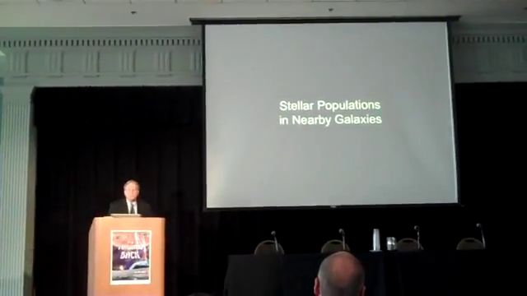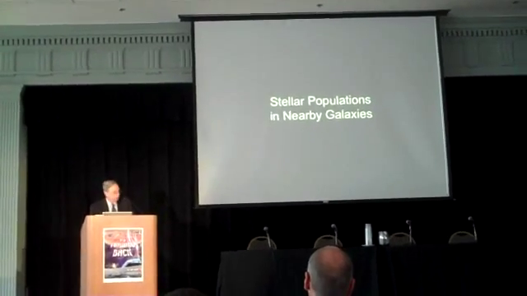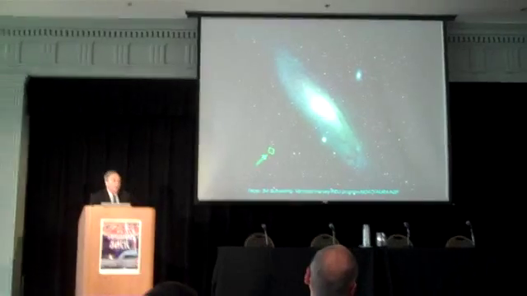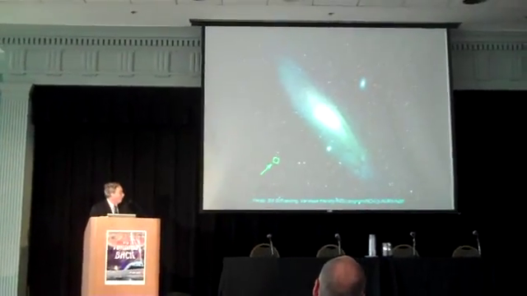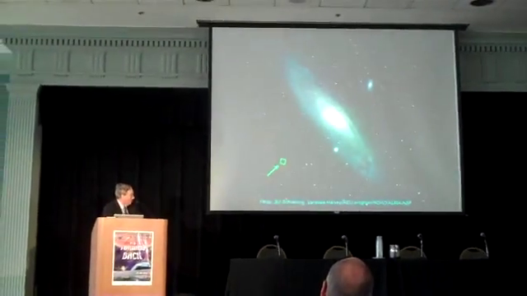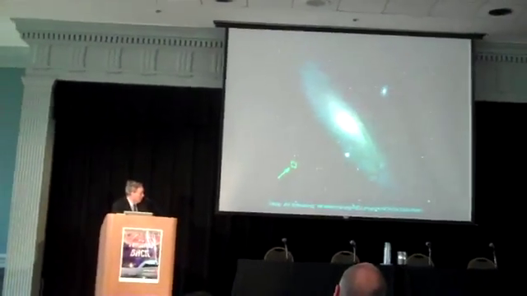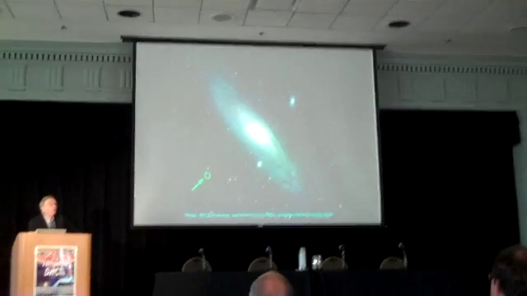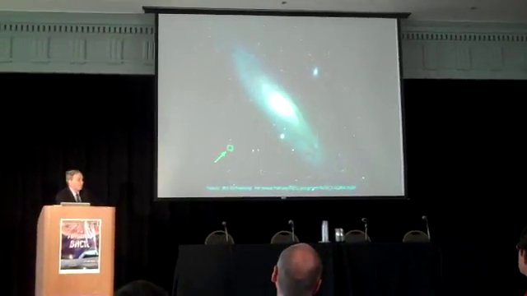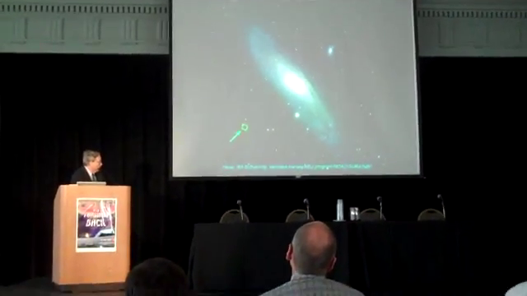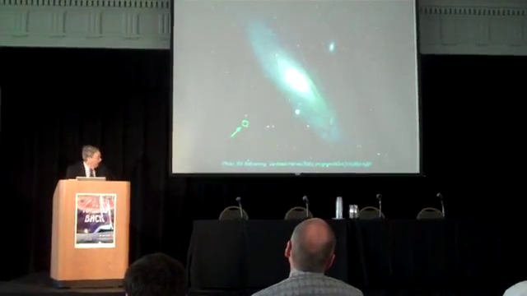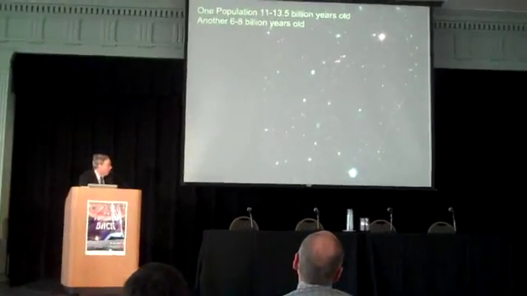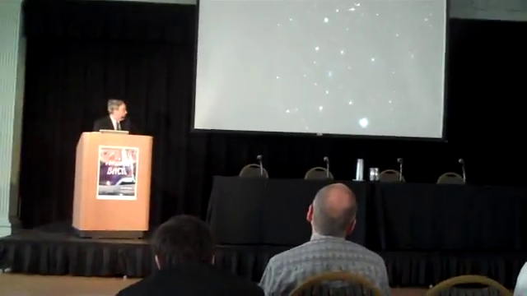Stellar populations in nearby galaxies. So this is the Andromeda galaxy, one of our nearest neighbors in the local group, one that is about the size of the Milky Way. So the observations that were done here were in the halo of Andromeda, so very far from the center. So look, this is what the field looks like, and this is what the Hubble image looks like. There are about 100,000 stars in this image.